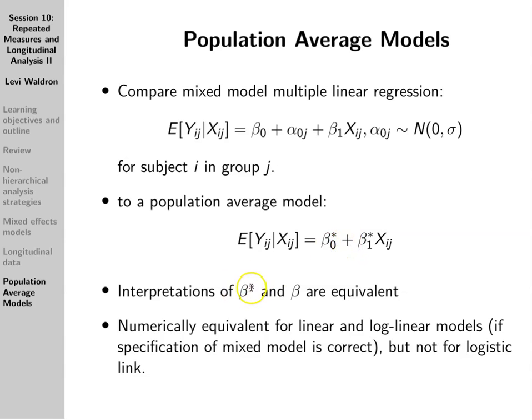And these beta star are numerically equivalent for log linear and linear models if the specification of the mixed model is correct. If the mixed model is incorrect, for example, the random effects are not normally distributed, then we will get better estimates from the GEE, but not for logistic link.